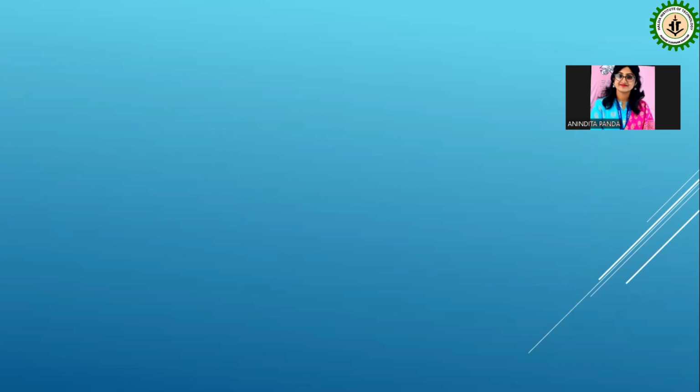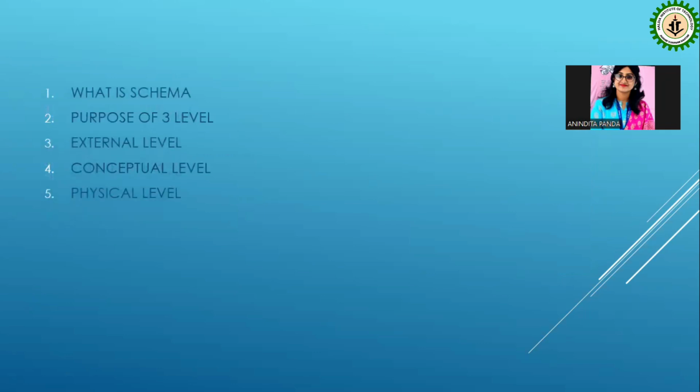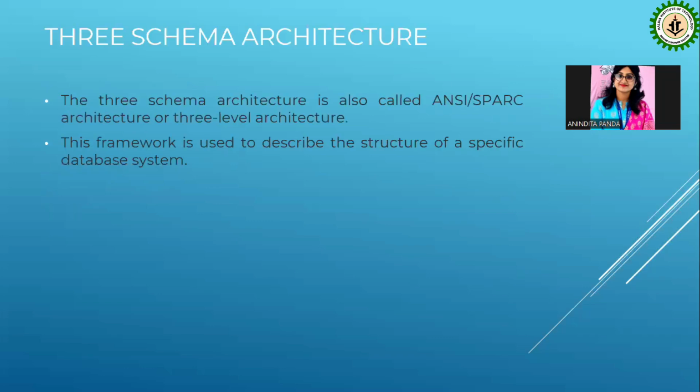Three schema architecture. To know three schema architecture, we need to know first what is schema, then the purpose of three level, because three schema architecture is also known as three level architecture, and it has some other names too. And then we will know external level, conceptual level, physical level one by one. So first let's start with what is schema.